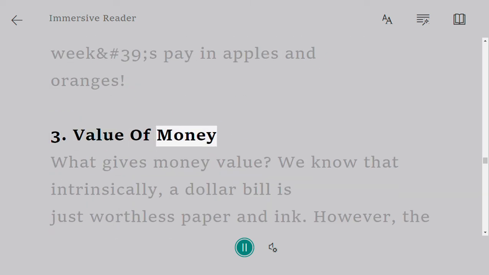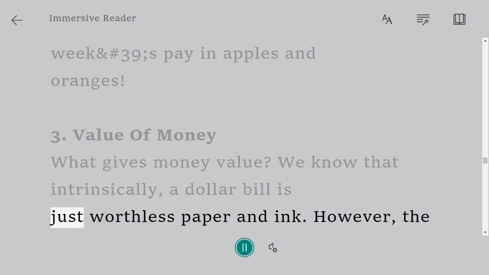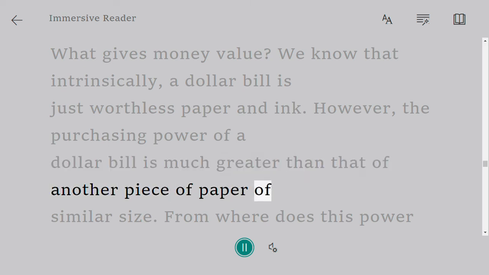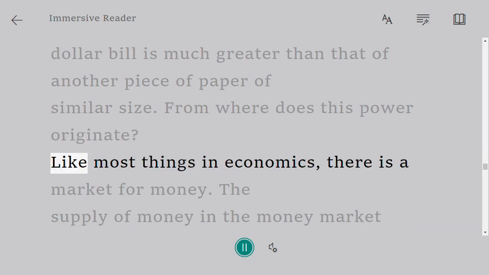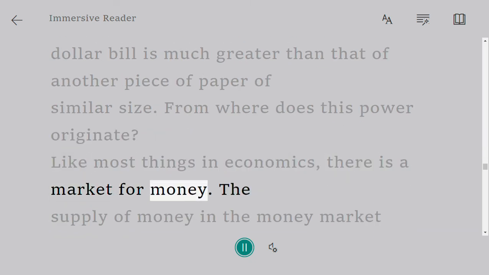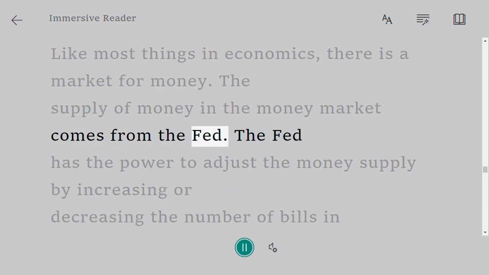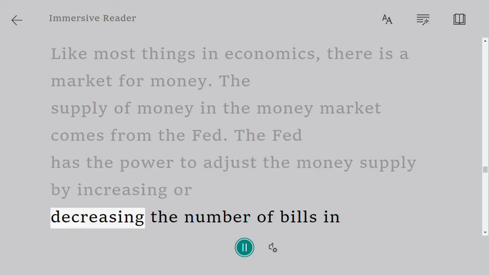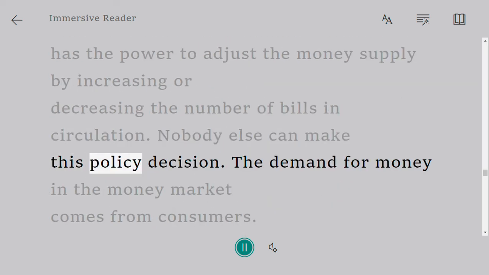3. Value of money. What gives money value? We know that intrinsically, a dollar bill is just worthless paper and ink. However, the purchasing power of a dollar bill is much greater than that of another piece of paper of similar size. From where does this power originate? Like most things in economics, there is a market for money. The supply of money in the money market comes from the Federal Reserve. The Fed has the power to adjust the money supply by increasing or decreasing the number of bills in circulation. Nobody else can make this policy decision.